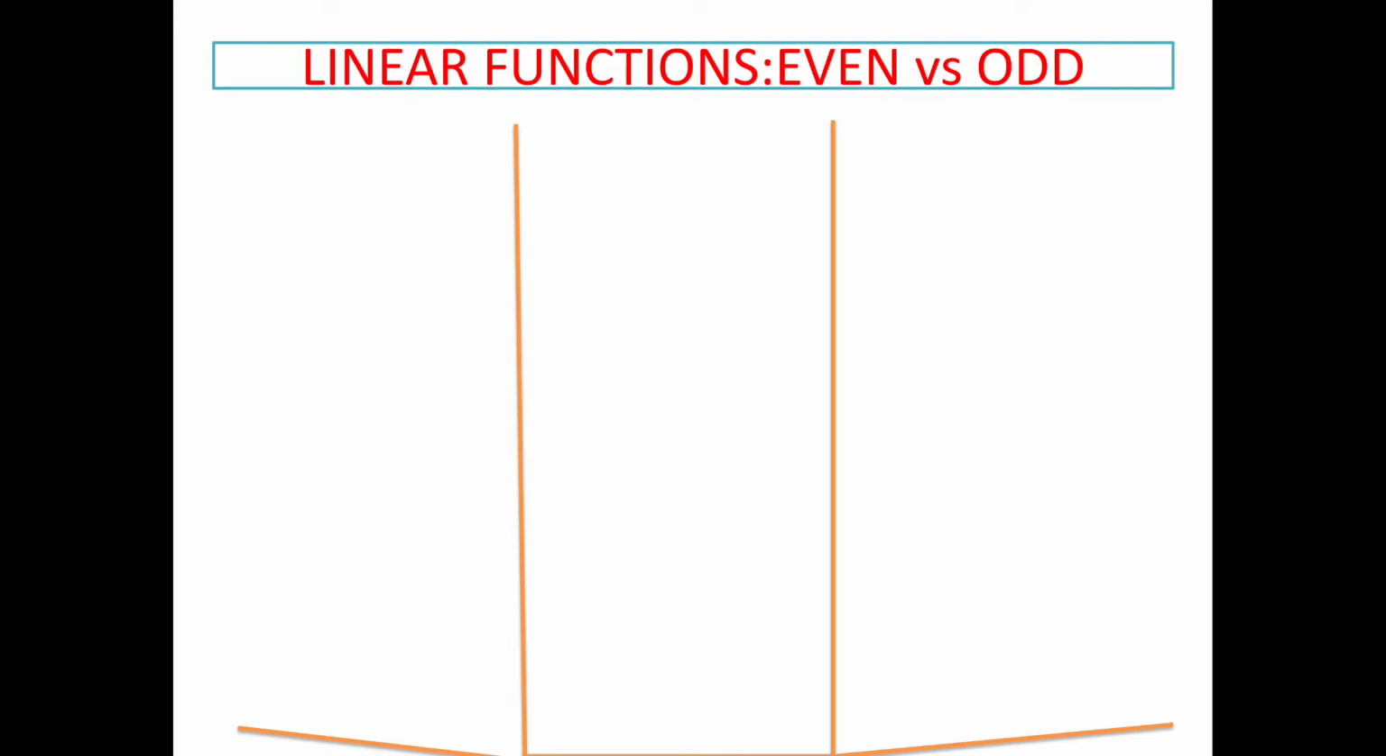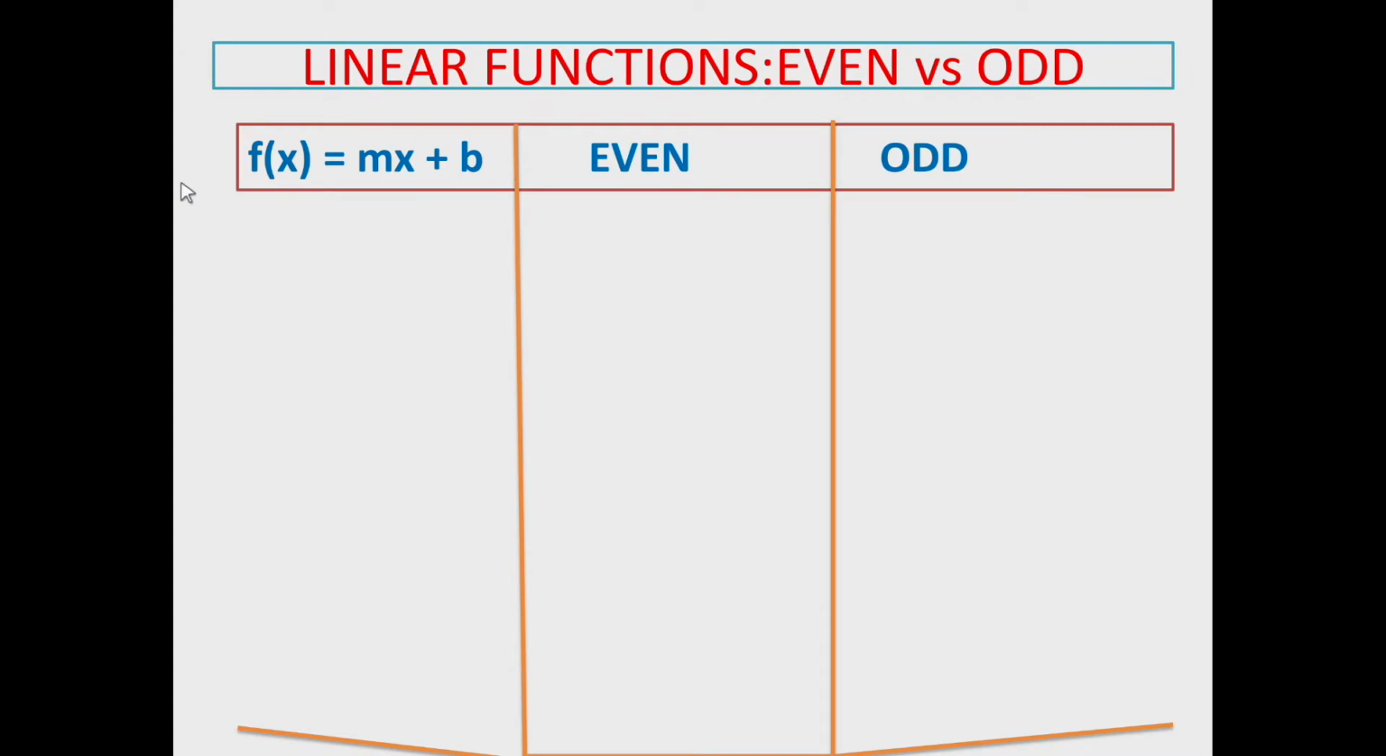First, I will list on the first row the general formula for linear functions. There are two types, which are even and odd. This is the general formula for both functions, even and odd. Our comparison excludes functions that are neither even nor odd. So for this comparison, we're only talking about even and odd.